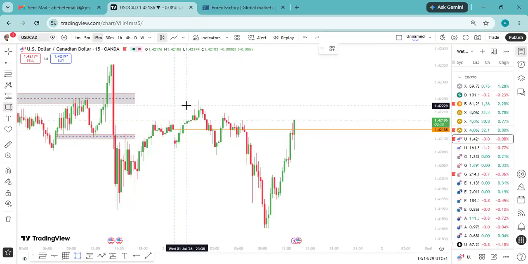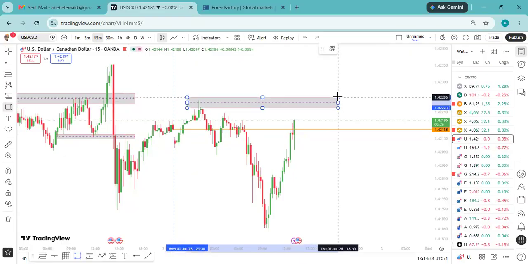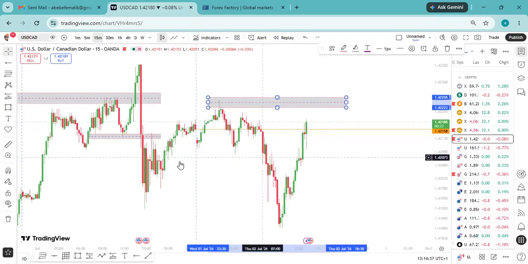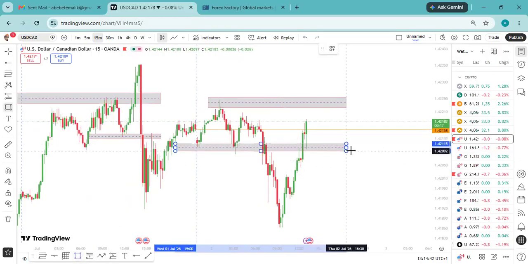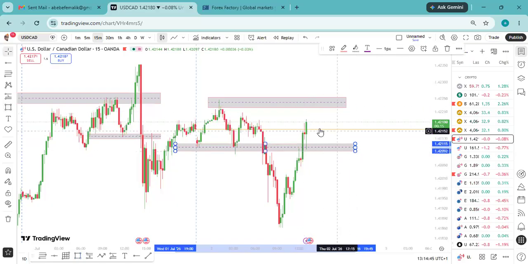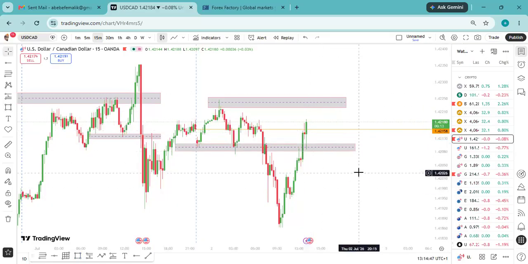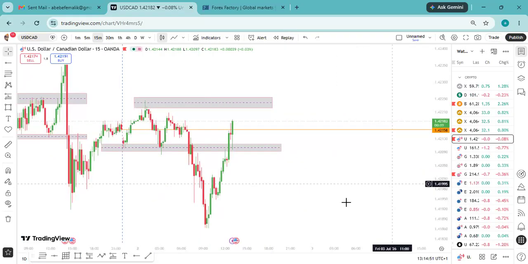Here is another key zone, an extension of this previous zone. And then there's another smaller zone here. All right, so within this, the market is going to give us a structure around this point before the NFP. So this is for USD CAD.